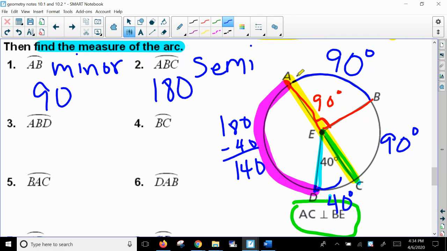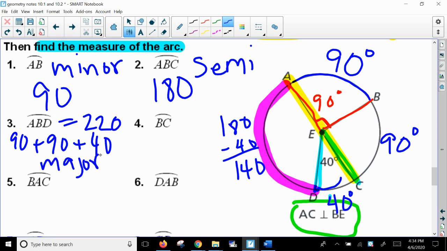Number three, arc ABD, from A to B, all the way to D. I'm going to add going all the way around the circle, starting at A, around till I get to D. So I'm going to add 90, 90, and 40. Let me write that for you. You're adding 90 plus 90 plus 40. When you add that up, you should get 220. And also, this is a major arc because it's more than 180.